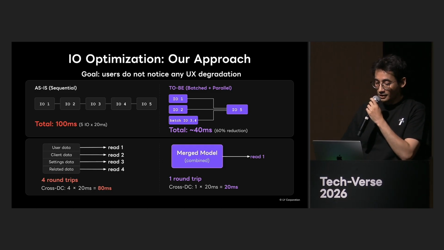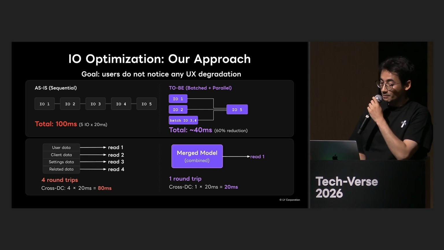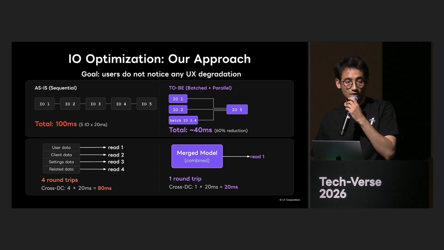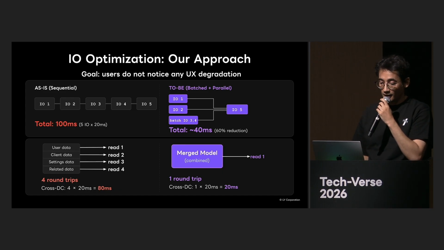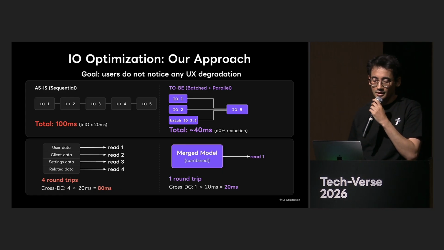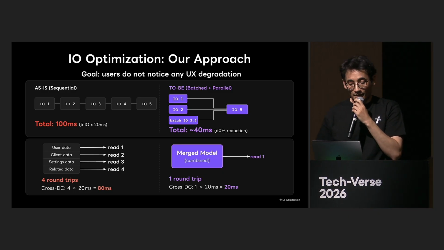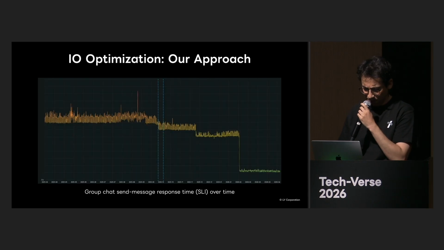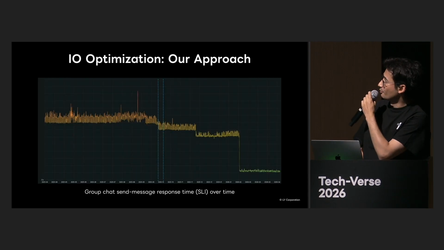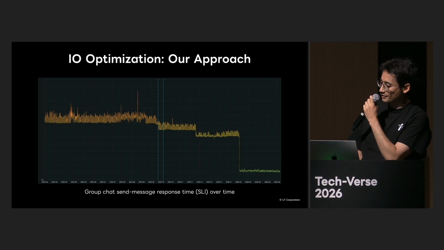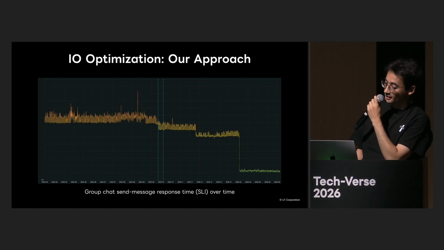So we also merge data models when it logically makes sense, combining data that is always fetched together into a single query. This actually increased the schema coupling, but I think the latency and I/O reduction justify the trade-off. Let me show you the actual impact. So this is our response time service level indicator for group chat messages over time through multiple optimizations. And as you can see, it has been dramatically improved.